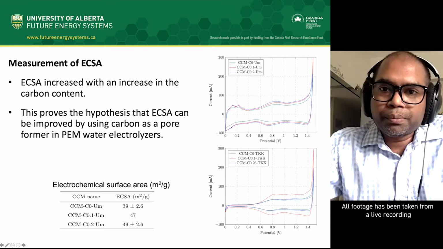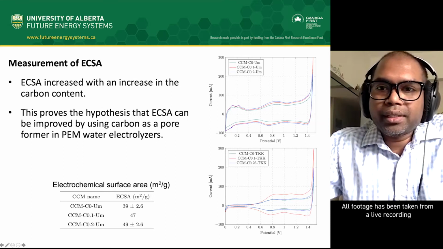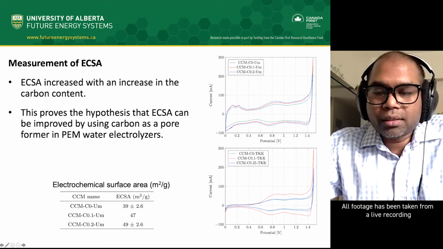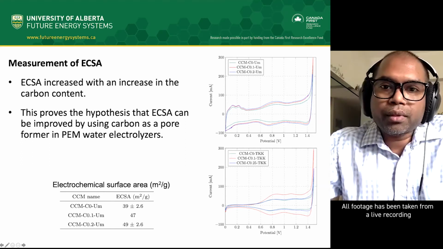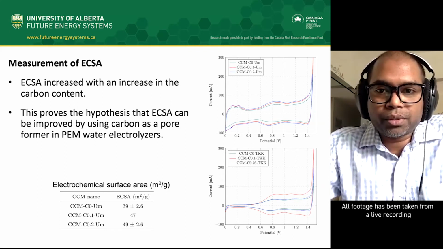ECSA was measured using cyclic voltammetry, and the values are shown in the table. It increased with an increase in the carbon content, which might be due to the increase in the porosity. This proves the hypothesis that the electrochemical surface area can be increased by using carbon as the pore former.